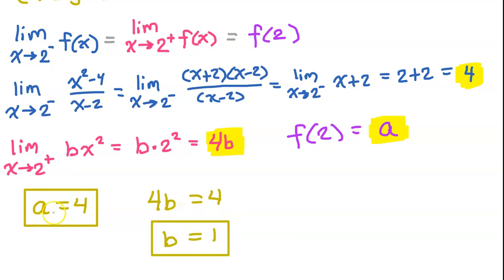So that's how you find the values of a and b that make the function continuous. I recommend that you always start off by writing out the definition of continuity like this.